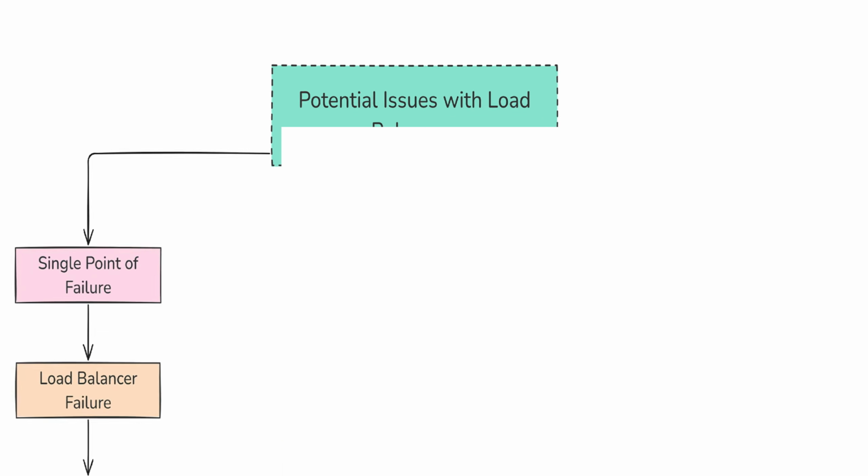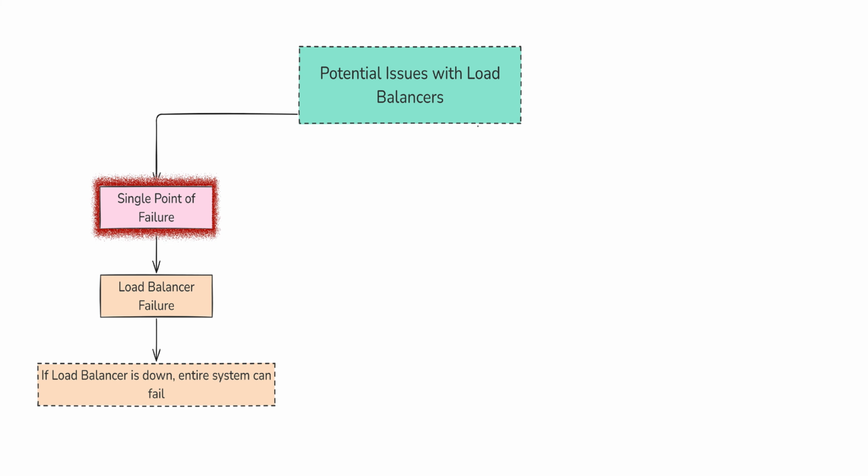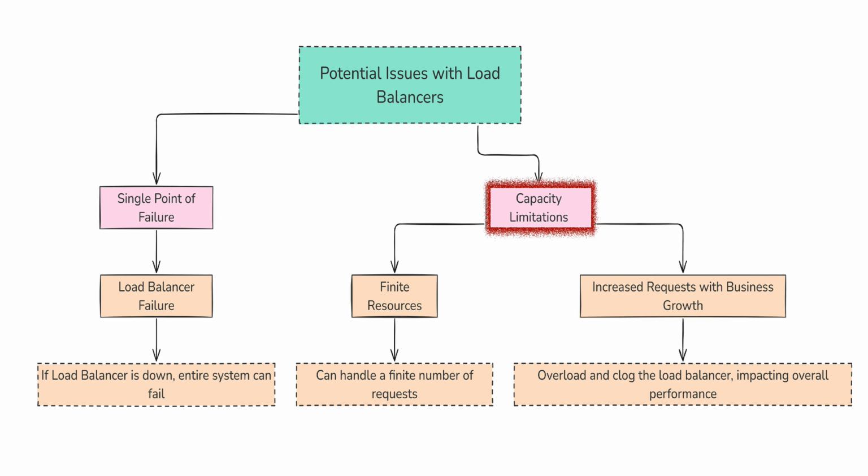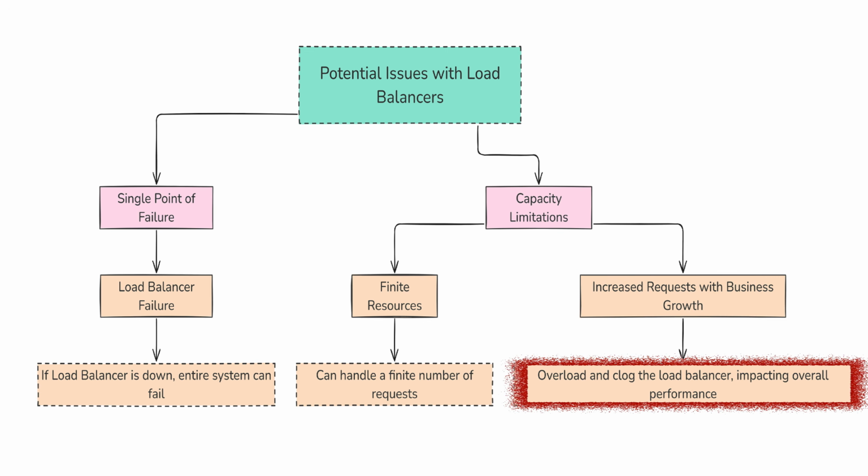First one is they create a single point of failure. Although from the server side, they also help us minimize the single point of failure by redirecting the traffic to the healthy servers in case any server crashes. But what will happen when the load balancer itself is down? This will create a single point of failure in the system. Another issue is regarding the capacity of the load balancer. It is just another machine which has finite resources, thus can serve a finite number of requests. When the business grows, the number of requests will also increase, which will clog or overload the load balancer and impact the overall system performance.